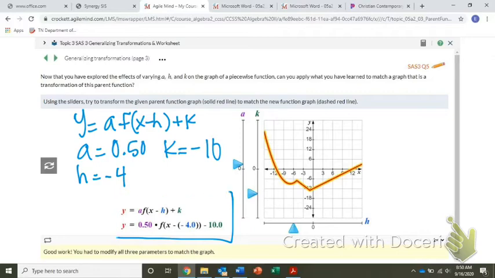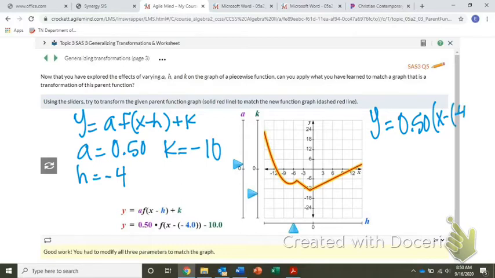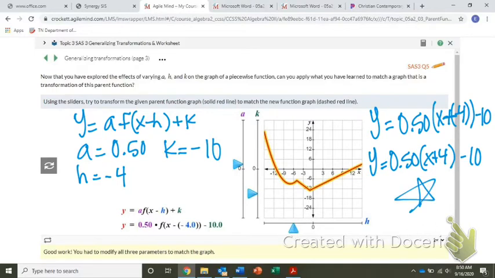So now we are going to plug those values in. Y equals 0.50 times x minus -4 minus 10. But these two negatives make a positive. So y equals 0.50 x plus 4 minus 10. This is our correct answer. Okay?